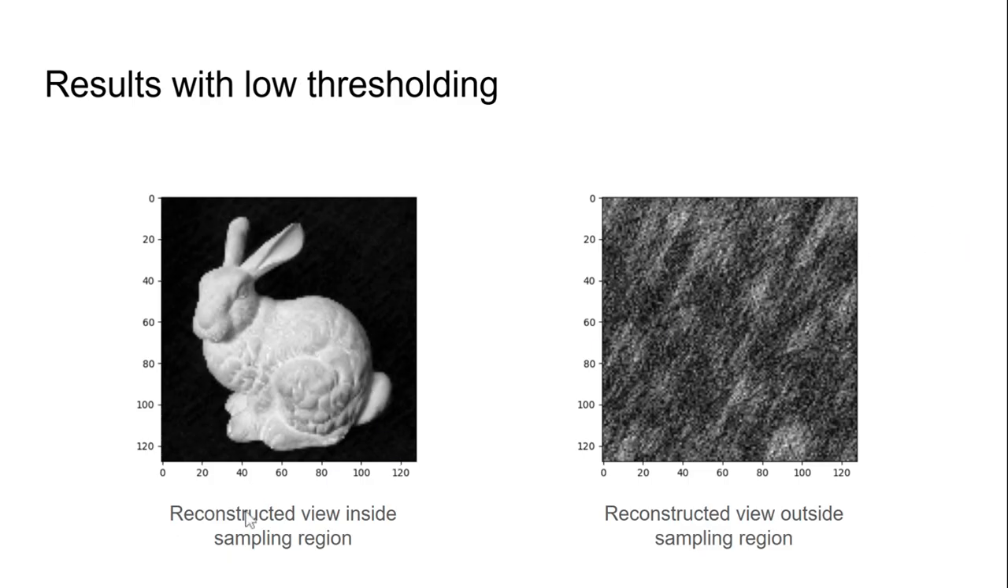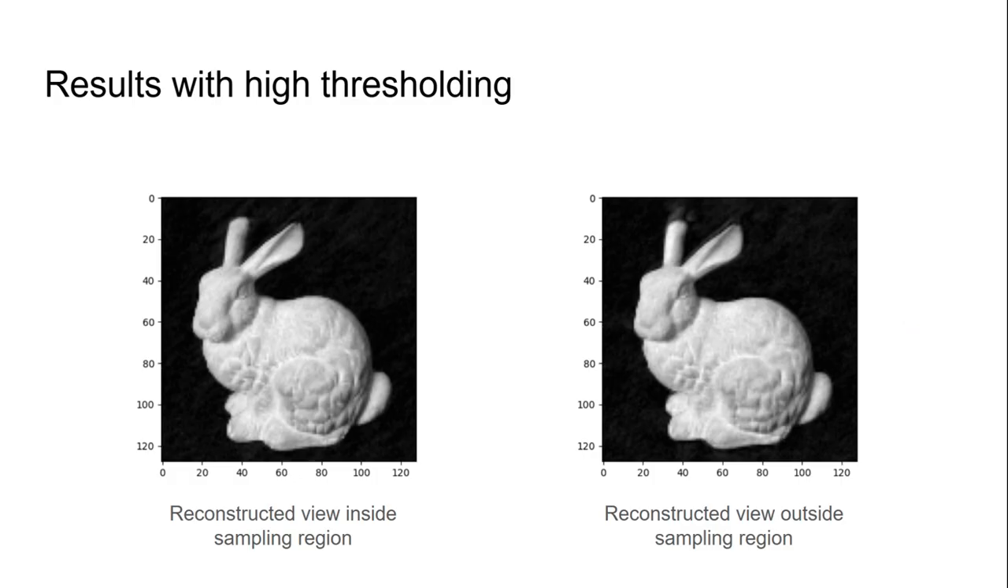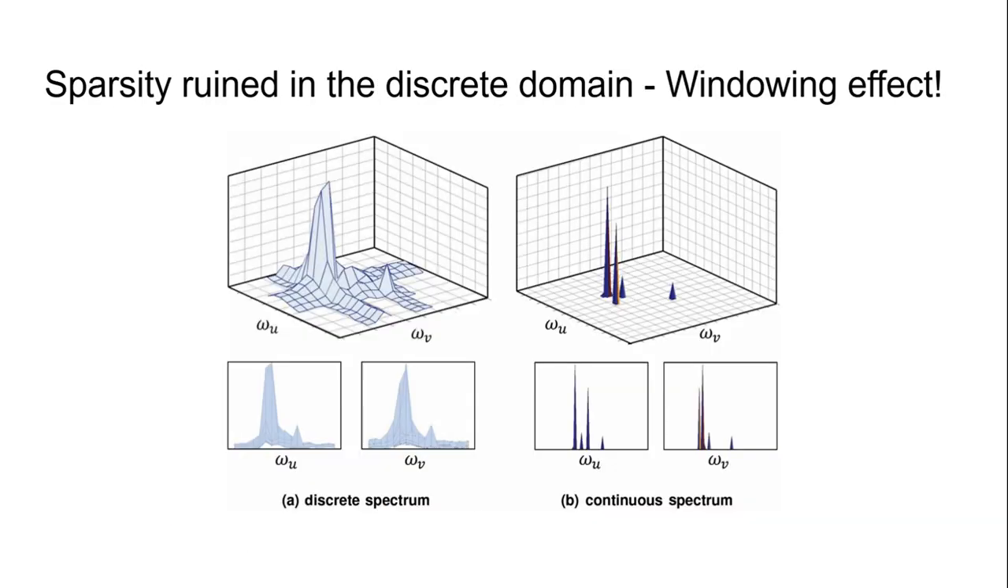On the left is a reconstructed view inside the sampling region, and that looks great. But on the right is a reconstructed view outside the sampling region, and that's just noise. So it's not very useful. But what I noticed is that with a much higher threshold, it generalizes much better to views outside the sampling region, with only a marginal drop in quality for views inside the sampling region.